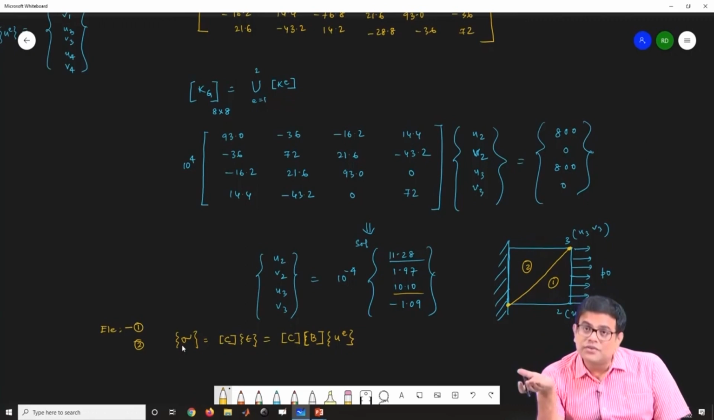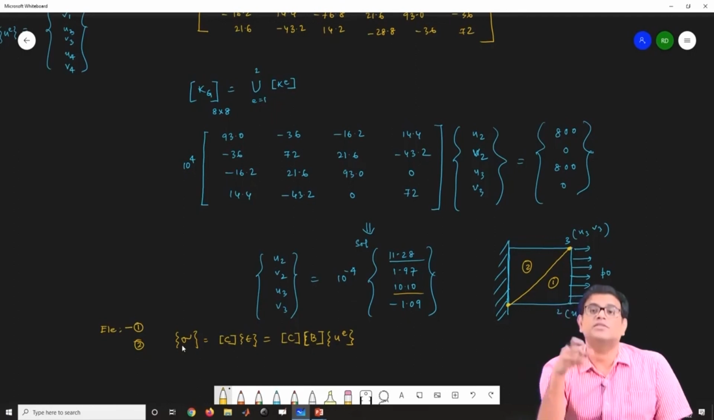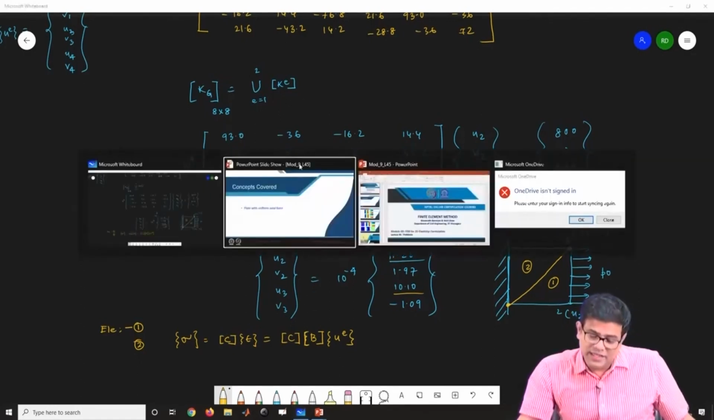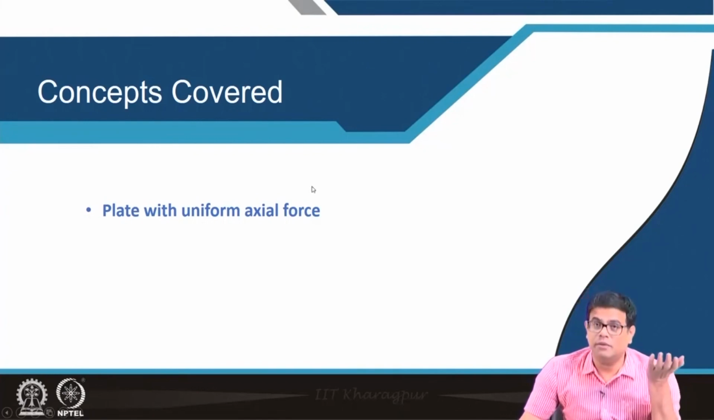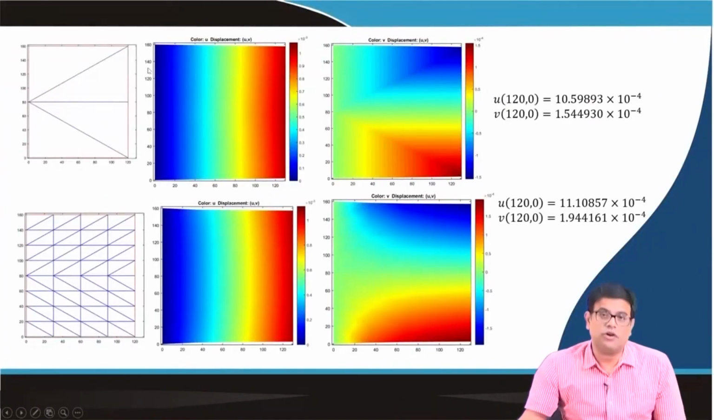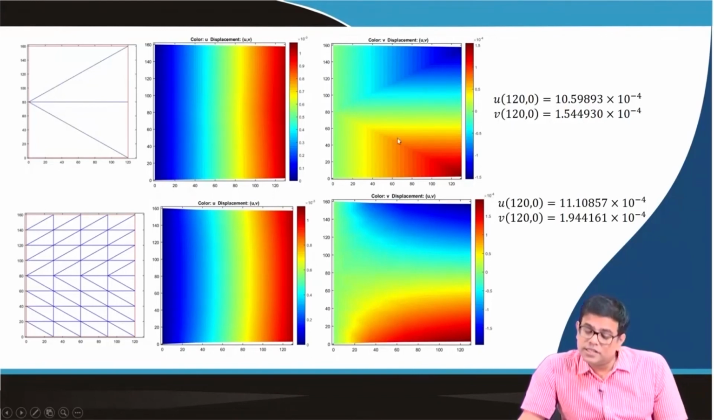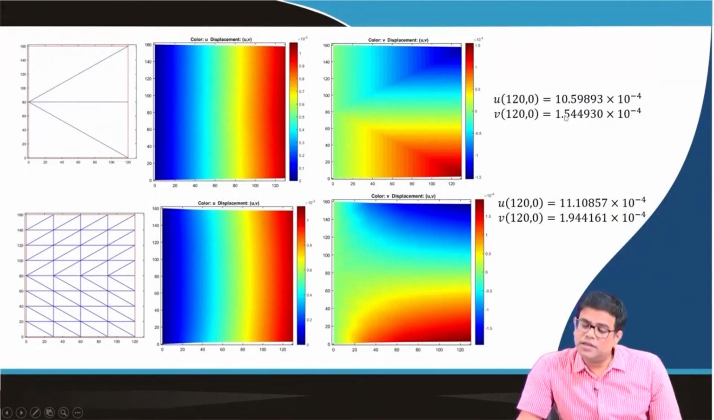In case of a quadrilateral element, you will generally evaluate stresses at the Gauss points and then extrapolate them to the nodes. Now what I wanted to show you is how the solution changes if I refine the mesh. For instance, here I have a discretization with 24 elements, and this is the contour plot of the u displacement, and this is the contour plot of v displacement. This mesh is a symmetric mesh, and this is how the displacement changes.